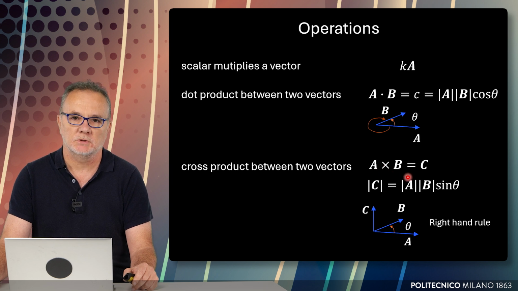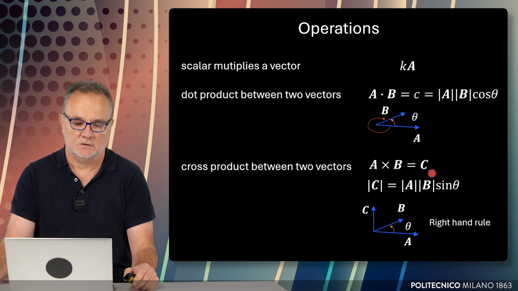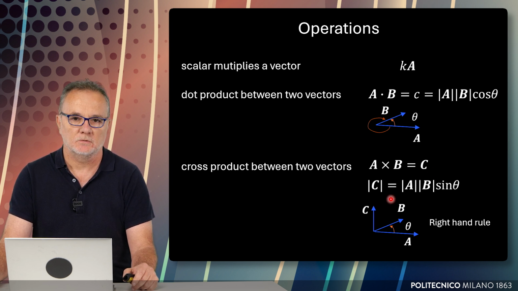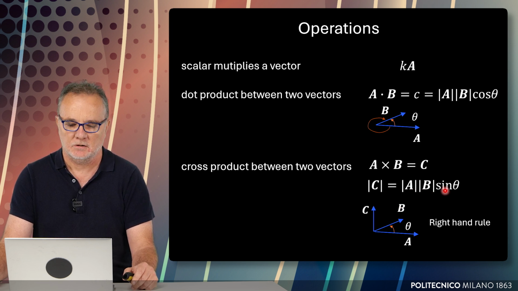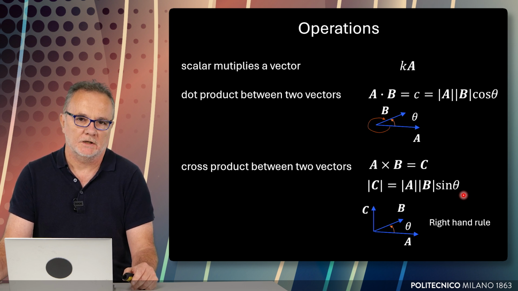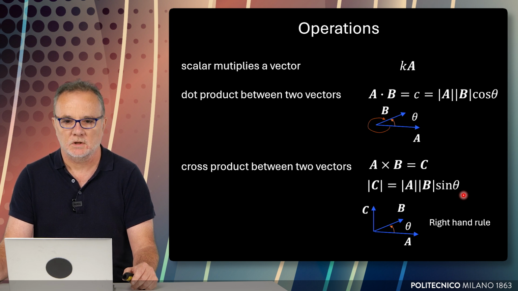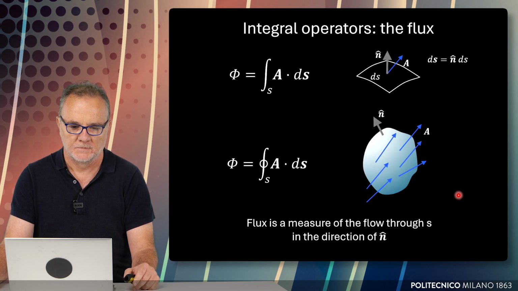The cross product between two vectors is a vector. The direction of this vector is perpendicular to the plane of the two vectors A and B. The magnitude of this new vector C is the product of the magnitudes of the two vectors times the sine of the angle between them, so that the maximum value of this cross product happens when the two vectors are perpendicular to each other and is zero when the two are parallel to each other.